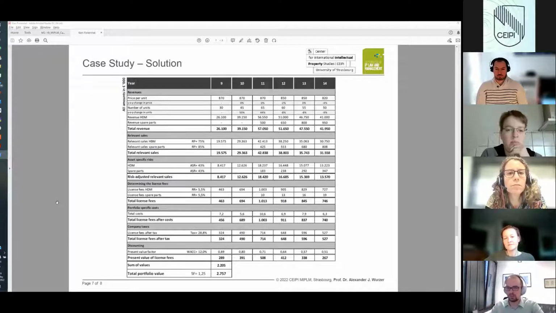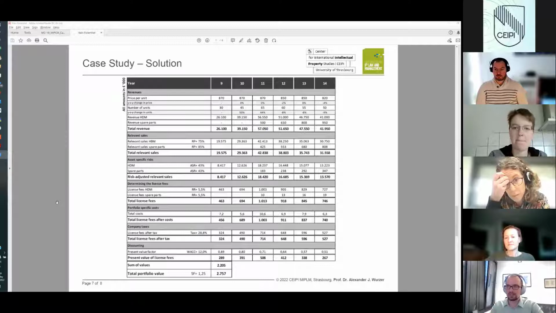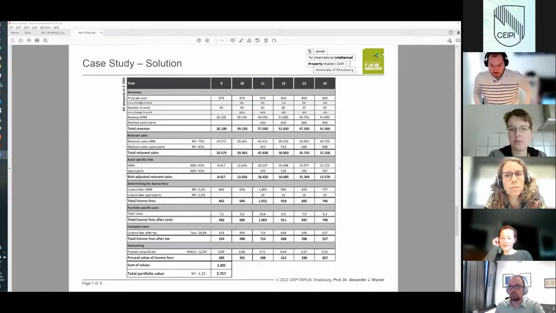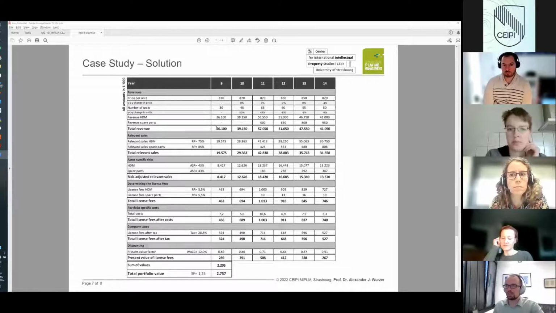What you can see on the table is that on the right-hand side you see the numbers 9, 10 to 14, which are the years of the assumed useful patent life. In the first column, from top to bottom, you have the categories, which is the way the formula presented in the very first slides works. In the beginning we have our revenues, which is data we were provided: a total expected revenue of 26 million and 100,000. All the values in the table are times 1,000 euros.